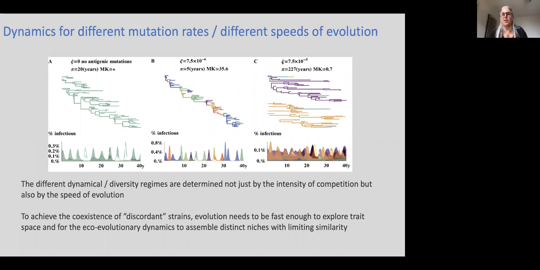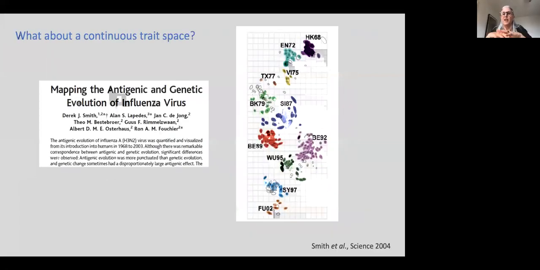So we try to see whether we can get flu-like dynamics with realistic parameters. We consider essentially five epitopes, and each has a certain number of variants. So there is a limited space, and that limited space has been emphasized in the past. I'd like to show you that in a continuous trait space, with no limit to the different types, you can get essentially the same dynamics.